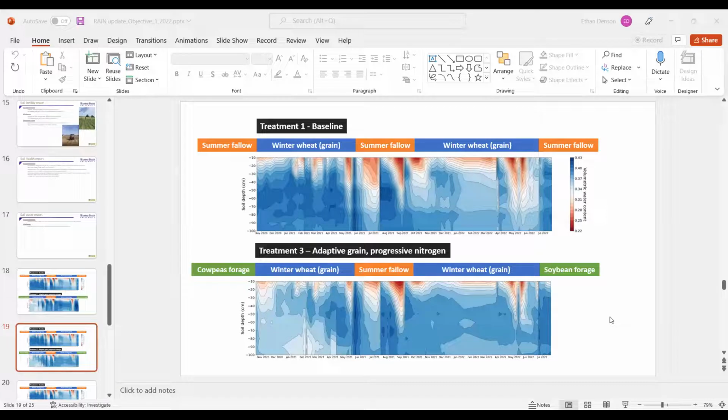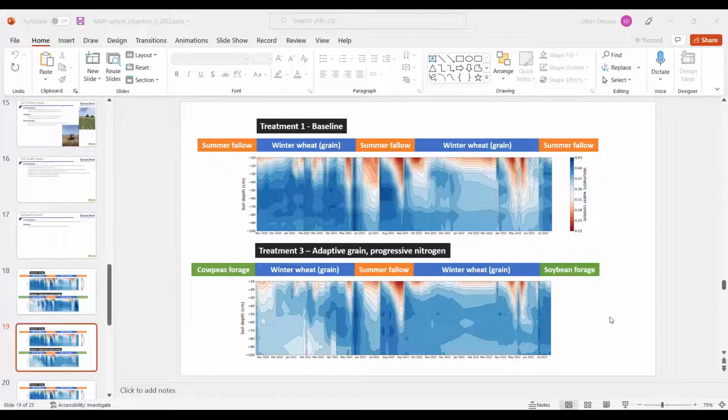We started with cowpeas in the summer. We started with a dry profile for winter wheat. And then we go into summer fallow periods, very similar. But in this one, we didn't harvest the winter wheat for hay, so we ended up with a very dry profile compared to harvesting the winter wheat for hay.